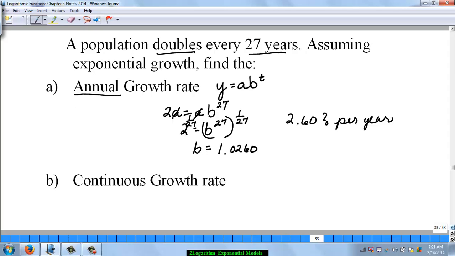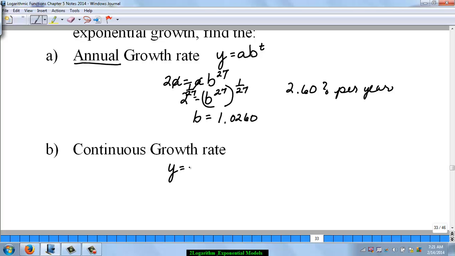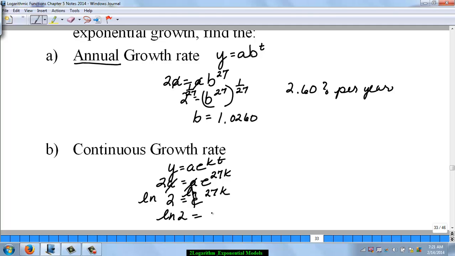Okay? The continuous growth rate, now we want to find that one. So now I'm going to use y equals a e to the kt. And I'm going to go ahead and double it like we did before. And they said it took 27 years, so I'm going to put the 27 in the t, and I'm just switching their spots, so it's 27k. Then I'm going to divide by the a. So I have 2 equals e to the 27k. Now here, the k I'm looking for is an exponent, so now I'm going to natural log to solve for this. So I have the natural log of 2 equals 27k.